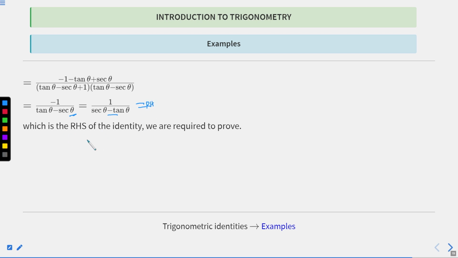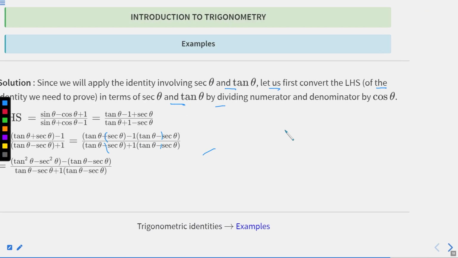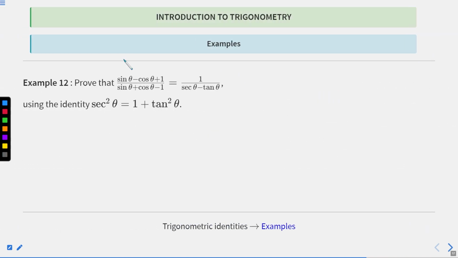Okay, so which is the right hand side of the identity. So here left hand side is equal to right hand side. So hence this is true. Okay, so sin theta minus cos theta plus 1 divided by sin theta plus cos theta minus 1 is equal to 1 by sec theta minus tan theta, hence proved.